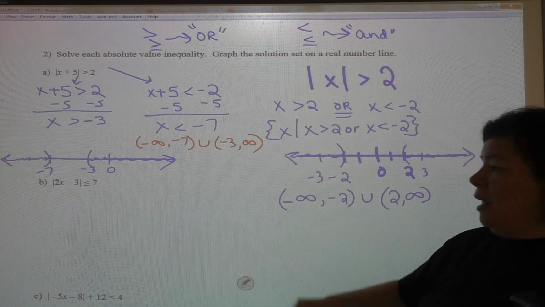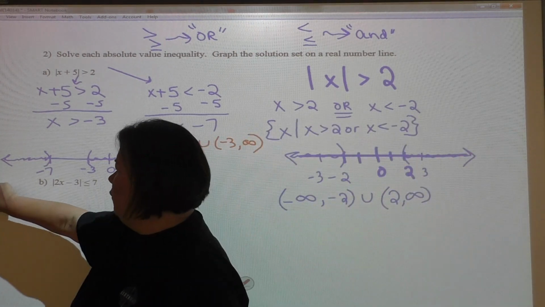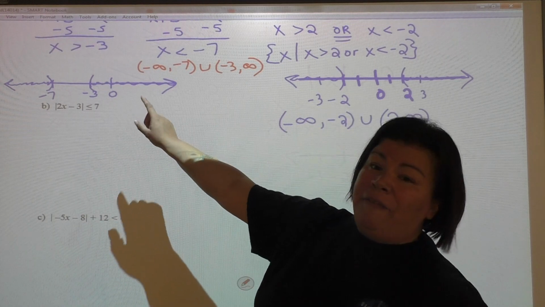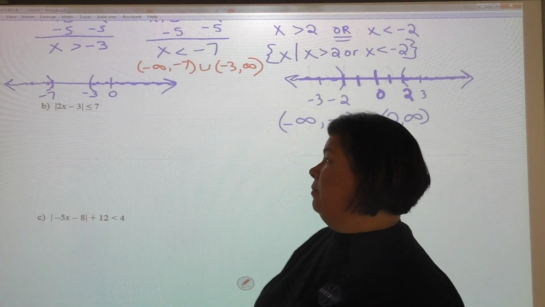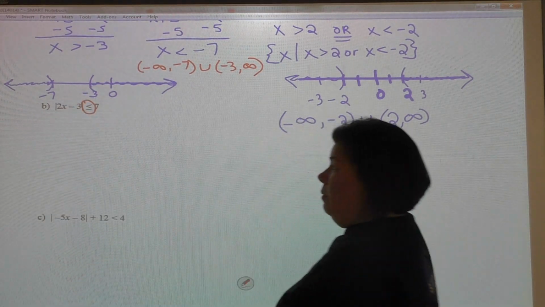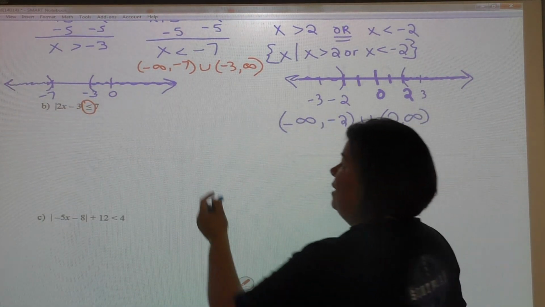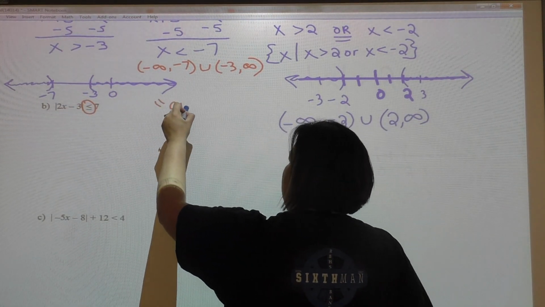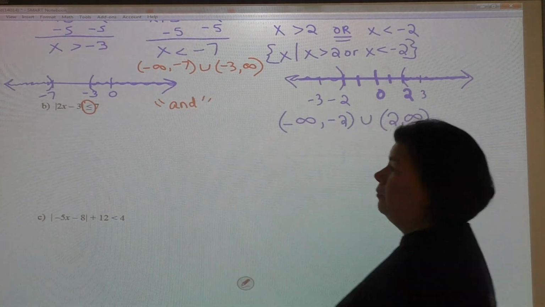All right, now if you look at B, we have a less than or equal to symbol, which means right away, because it's less than, that tells us it's going to be an and phrase.